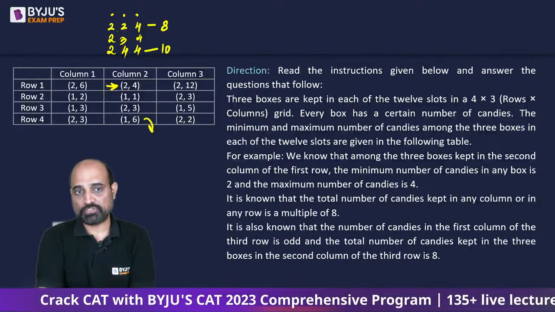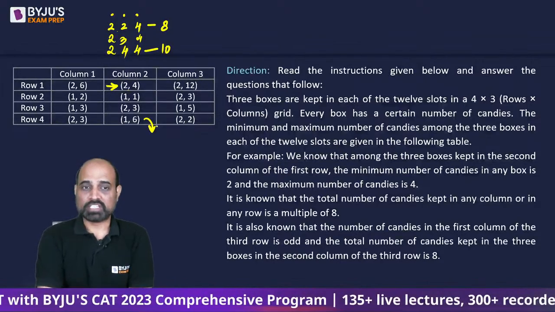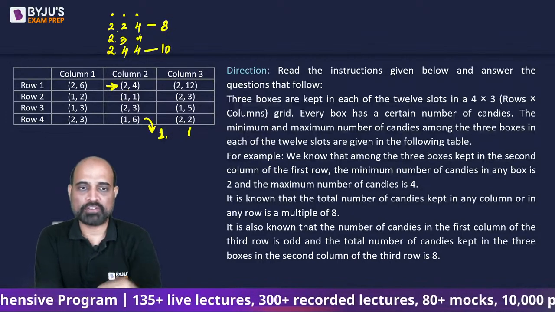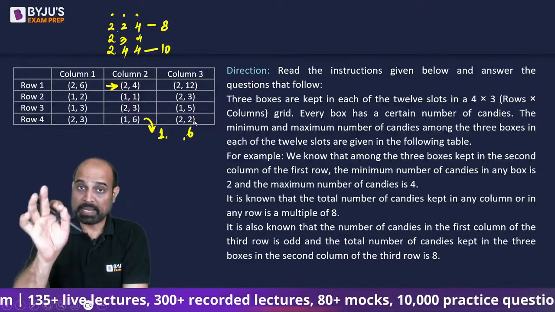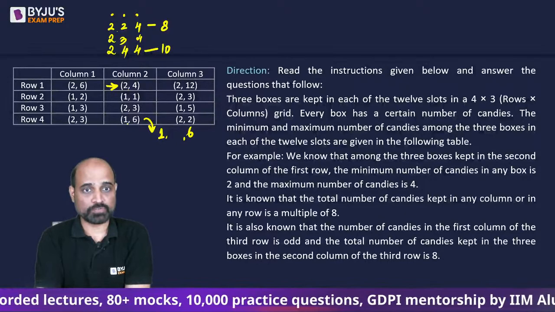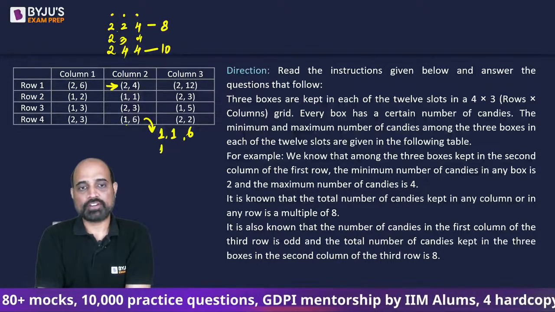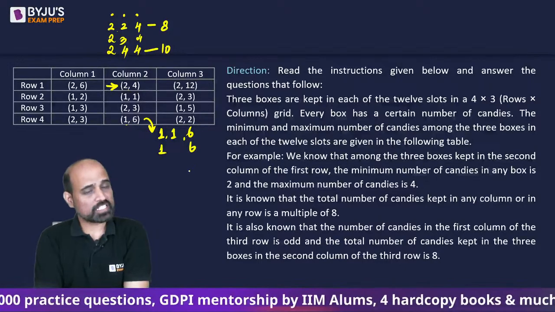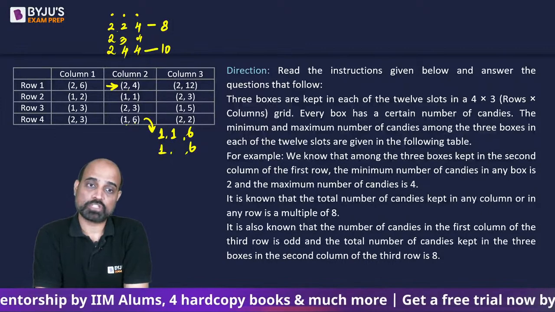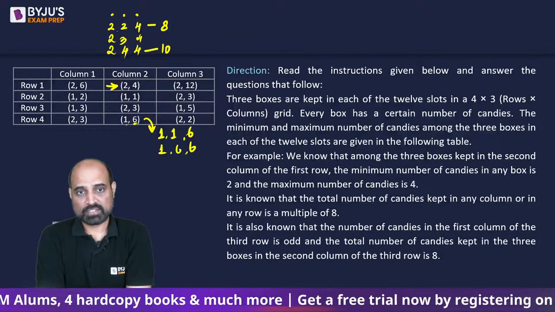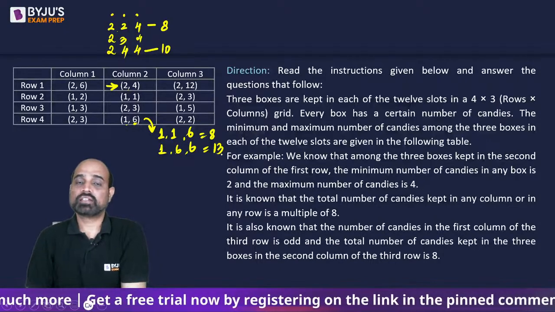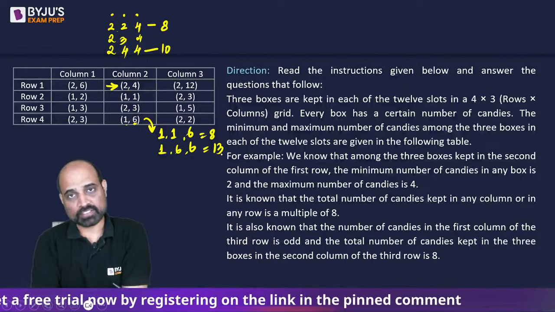Similarly, if I want to check for row 4 column 2, the minimum number of candies will happen if I'm going to have 1 and 6, these two will be there. Minimum will happen if the second box has the least number of candies, which is going to be 1. And 1 and 6 will be there. The largest number of candies we can have is when the middle box has the largest possible. Largest possible is how many? 6. So minimum 8 and maximum 13. These are your ranges of candies that are possible.